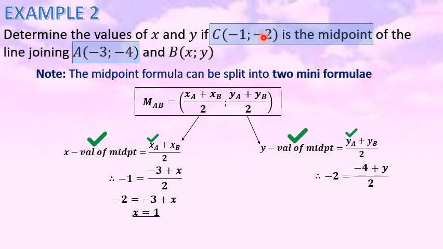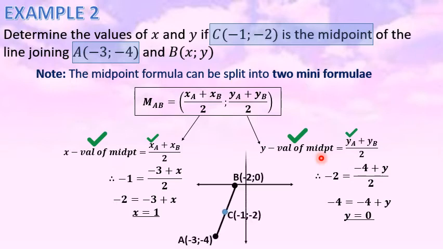So let's do the same for the y value. Substitute in negative 2 as the y value from the midpoint, which is C. Substitute in negative 4 as the y value of A, and solve for y, and you will see that y equals 0. So the coordinate B must be 1 and 0. We have solved for x and y.